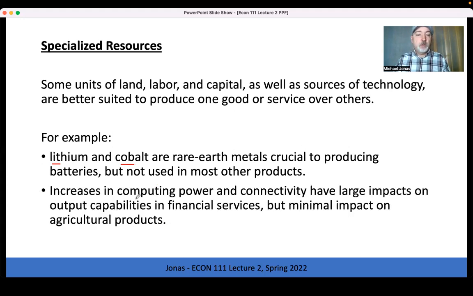In more general examples, right, increases in computing power and connectivity have large impacts on output capabilities in, say, financial services, but pretty minimal impact on agricultural products. So if those are the two sectors that you're focusing on, say for an economy as a whole, one might be shifting more than the other when access to those resources change over time.